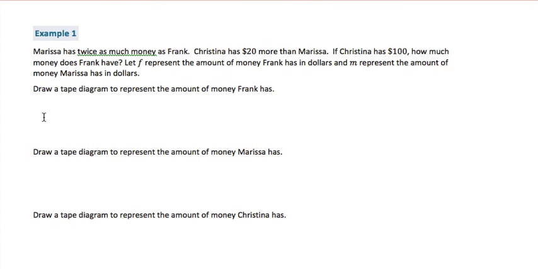In example 1, Marissa has twice as much money as Frank. Christina has $20 more than Marissa. And if Christina has $100, how much money does Frank have? We're going to let F represent the amount of money Frank has in dollars, and M represent the amount of money Marissa has in dollars. So we'll draw three tape diagrams, one for each person, and represent them in much the same way we did in our first problem.